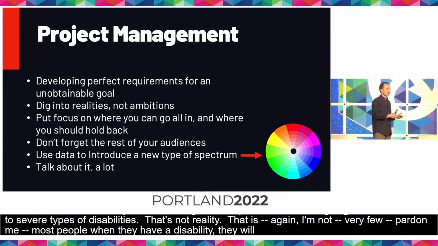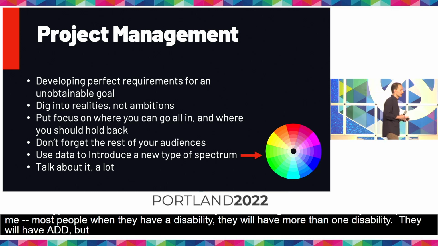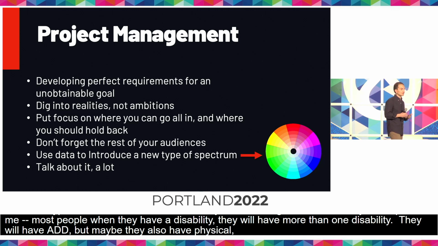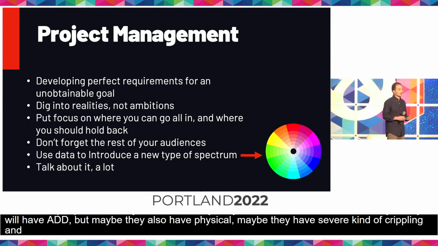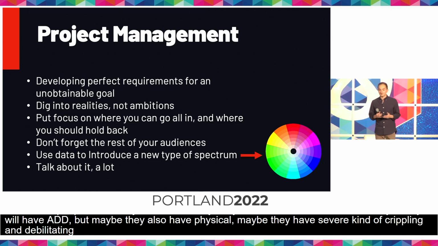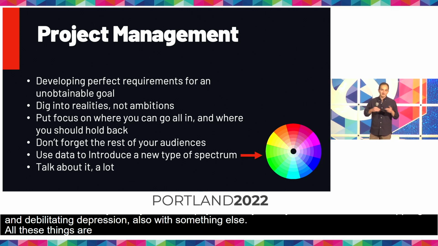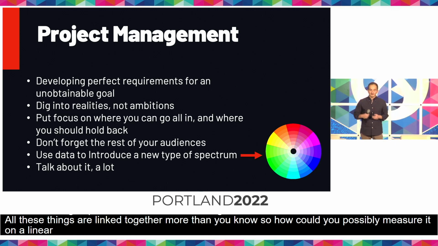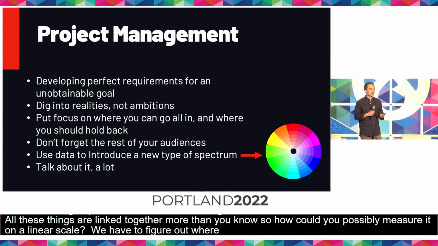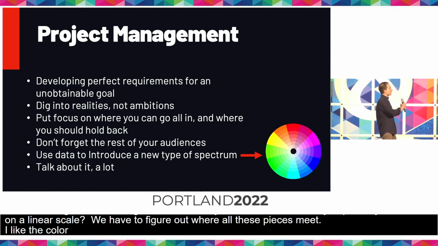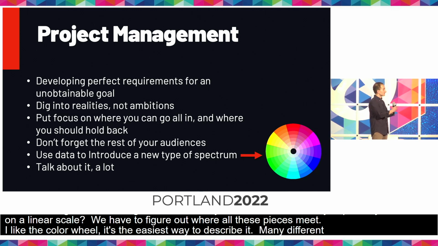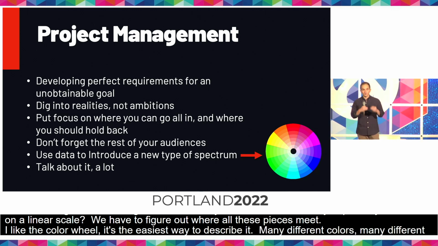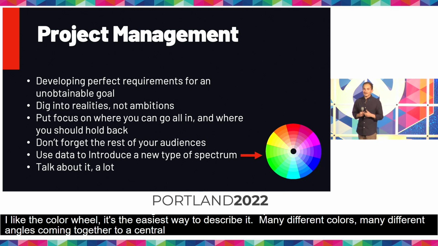They will have ADD, but maybe they also have a physical impairment. Maybe they have severe, crippling and debilitating depression and also have something else. All these things are linked together more than you know. So how could you possibly measure it on a linear scale? You can't. You have to figure out where all these pieces meet. And again, I like the color wheel, just the easiest way to describe it. Many different colors, many different angles coming together to a central point. And where they meet, along the way, is where you need to build.